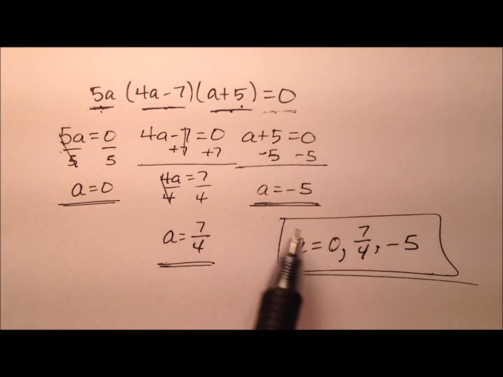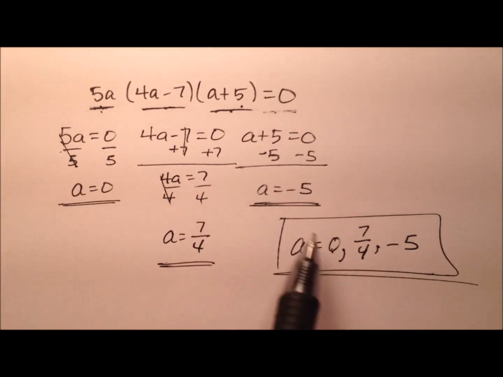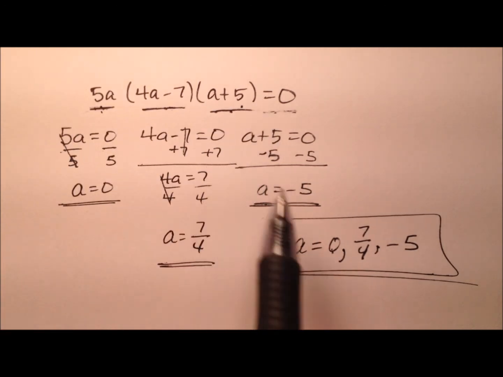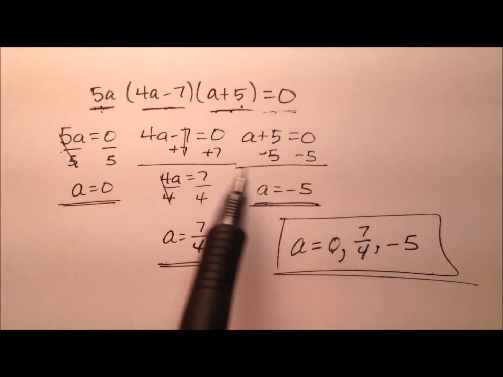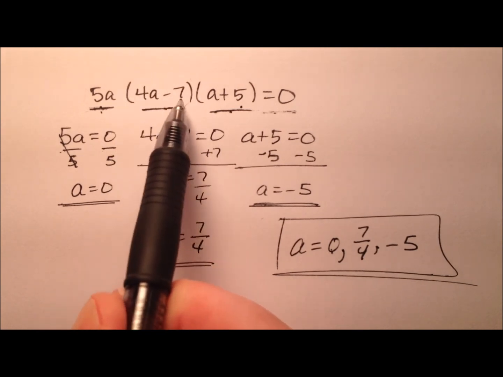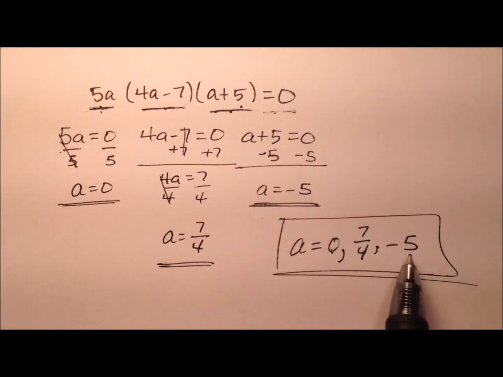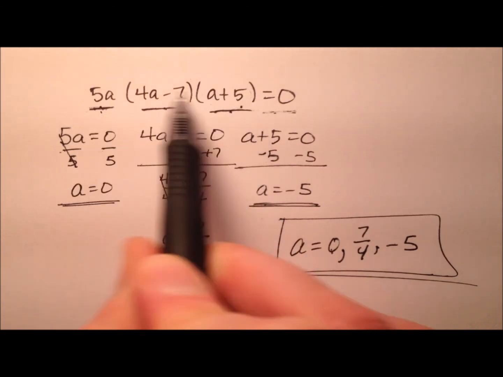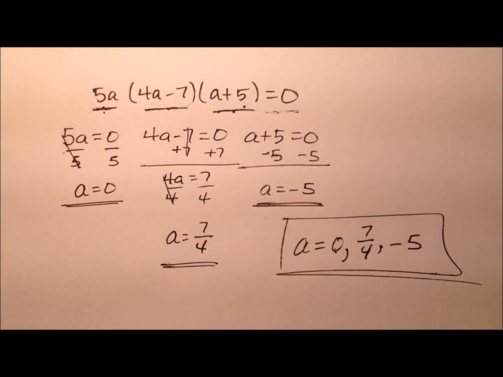And you'll see if we plug these values in, if we plugged a equals 0 in, it would zero out this factor, which then would cancel everything. If we plugged in 7/4, it would zero out this factor, which again would cancel everything. Or if we plugged in -5, it would zero out this factor and again cancel everything out. So these are the three values that will work.